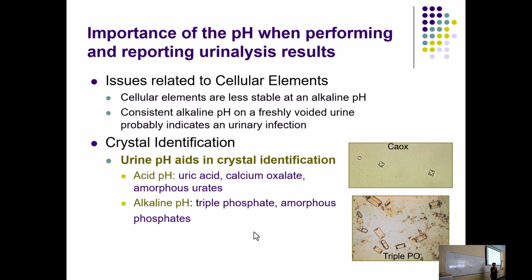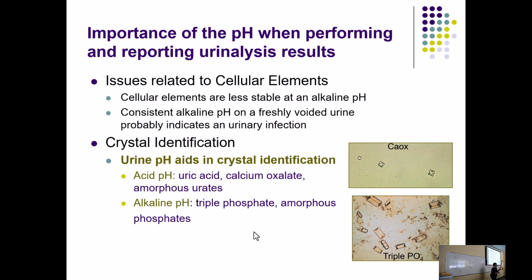Consistently alkaline pH on freshly voided urine oftentimes means we have a urinary tract infection going on. So if it's consistently high, first thing we do is ask for a recollect. If we get the recollect and we know it's fresh and it's high again, now we know that it's probably a real infection versus bacteria that's been just allowed to grow in that yummy urine broth that it loves so much.